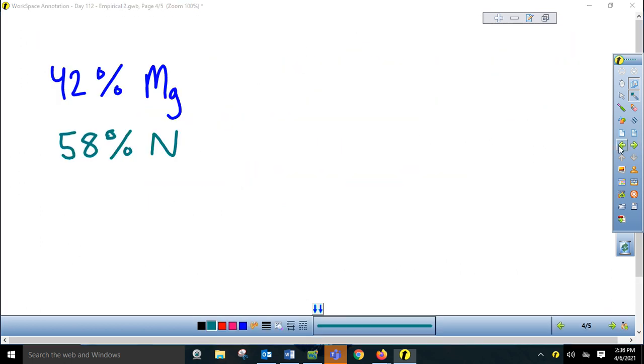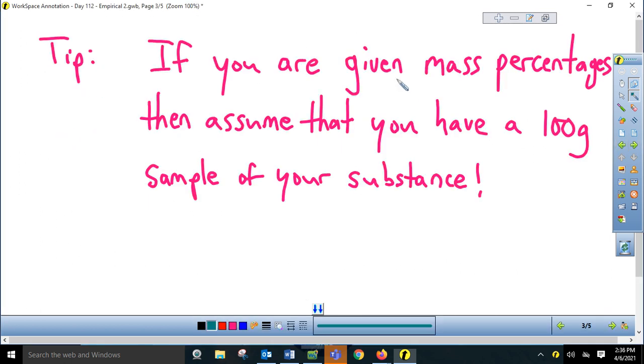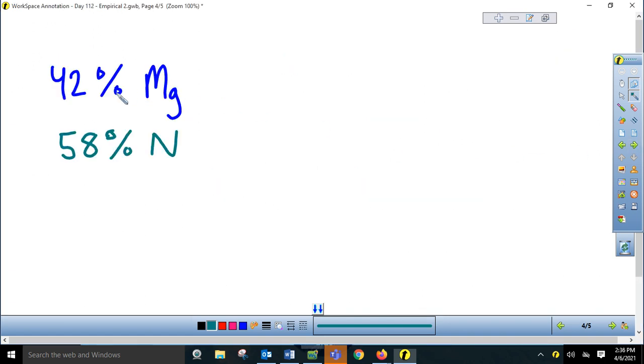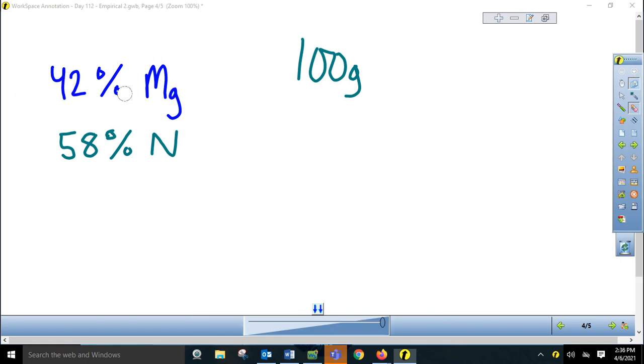Another tip today is if you're given mass percentages, and you saw this in one of the problems you did on the homework, then the easy thing you can do is assume that you have a 100-gram sample of your substance. So what I mean by that is if by weight a chemical is 42% magnesium and 58% nitrogen, then just assume that you have 100 grams. If you have 100 grams of your mystery substance, 42% of 100 would just be 42 grams. And then 58% of a 100-gram sample would just be 58 grams.